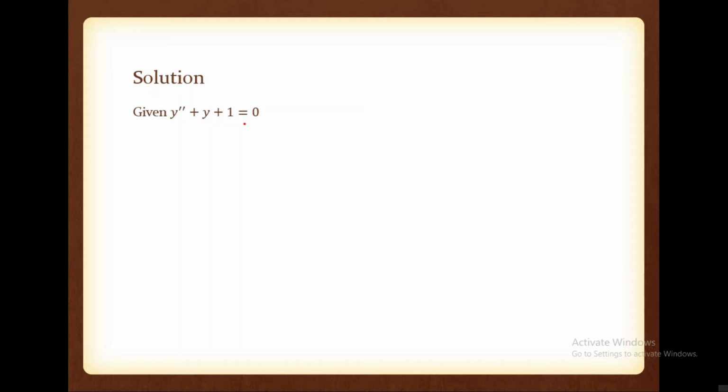What is the first step that you have to do? Replace y'' and y' with the corresponding central difference terms. What is y''? y'' is equal to (y_{i+1} - 2y_i + y_{i-1}) divided by h square. There is no y'. So replace y'' with the corresponding approximation, and replace y with y_i.